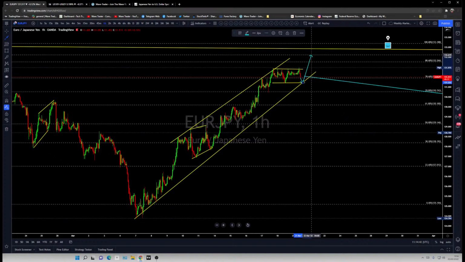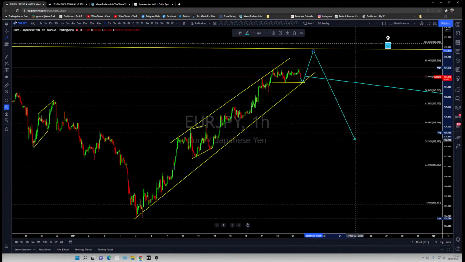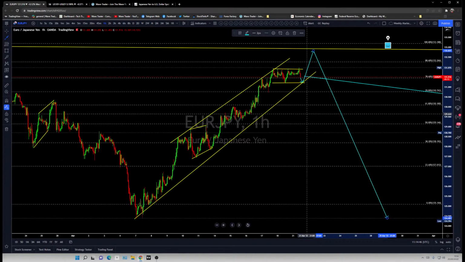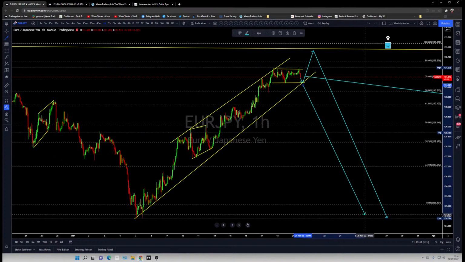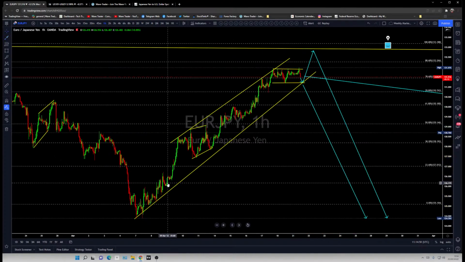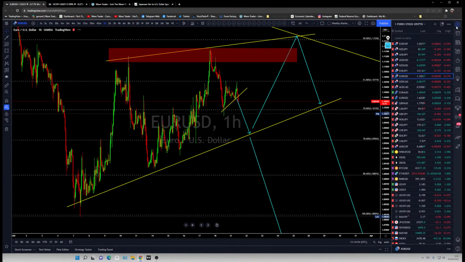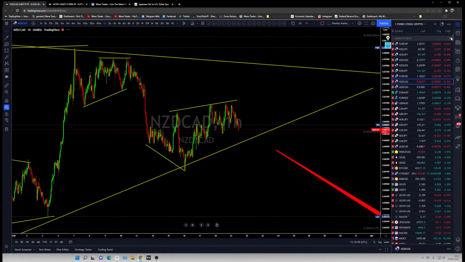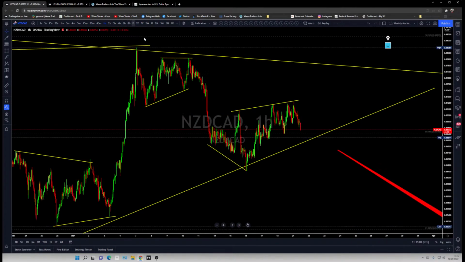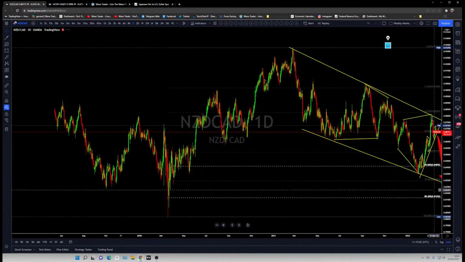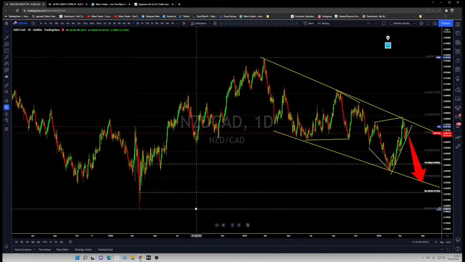Okay, another push up and price can retest the previous top. But this is the wave you are looking for, a quick sharp sell off. All right, so this is what you're looking for. So Euro Yen, Euro Dollar, as said, breakout and continue. So Kiwi CAD also breakout and continue, a daily wave over there. So this is the wave you are looking for.